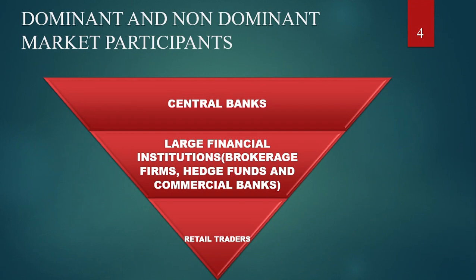Dominant and non-dominant market participants. At the top and in the middle of the hierarchy, we have the dominant market participants, that is the central banks and the large financial institutions. At the bottom, we have the non-dominant market participants, those are the retail traders. In a nutshell, the dominant market participants make up 95% of the market participants, while the remaining 5% are the non-dominant market participants, those are the retail traders. This is according to research and data from the Bank for International Settlements, the bank for central banks.